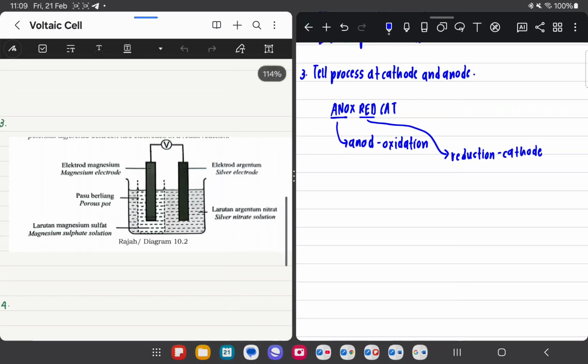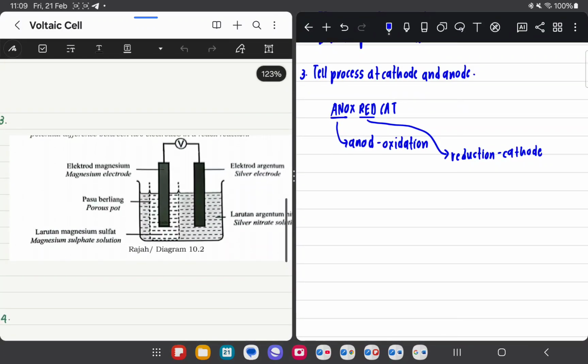Okay, so you have two electrodes, magnesium and argentum. So where should I get the E naught value? That should be my first question. Because I don't have my E naught value right now here. But in your exams, they will give you the table. I just cropped out the question, I didn't crop out the table. Let me show you.